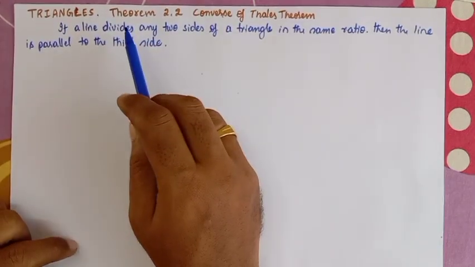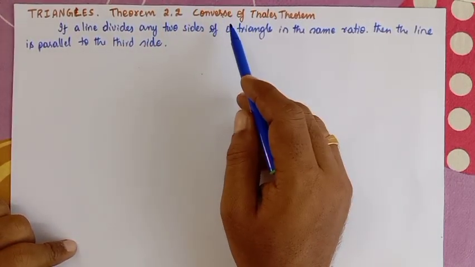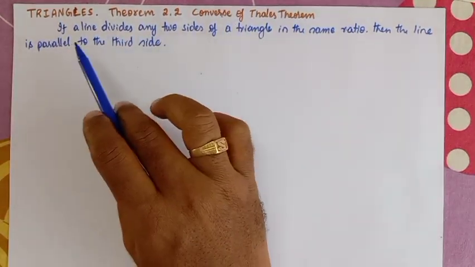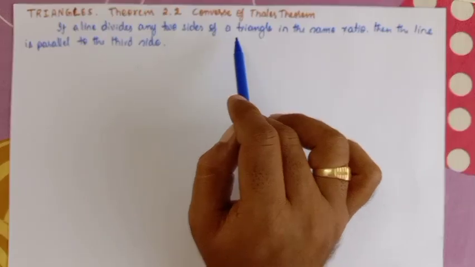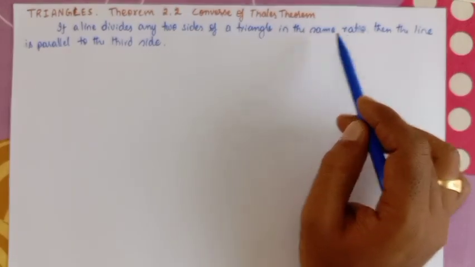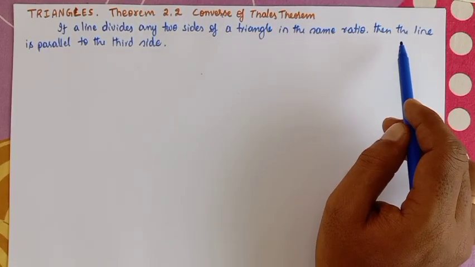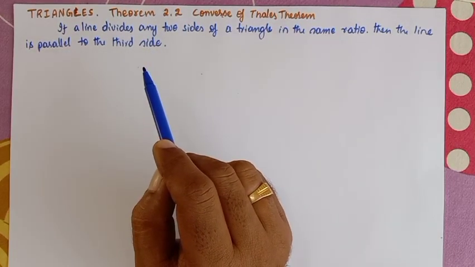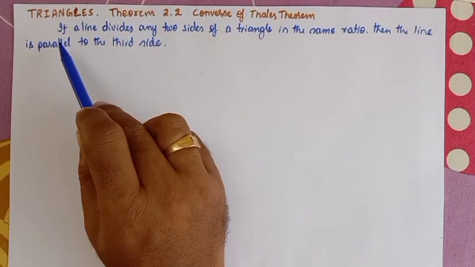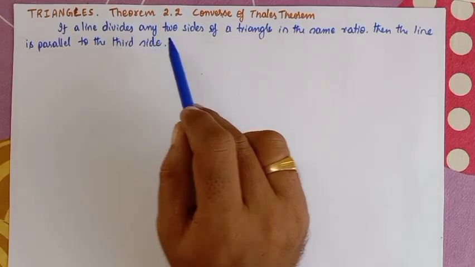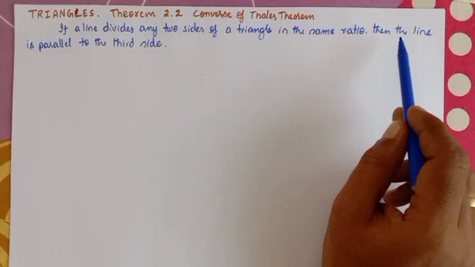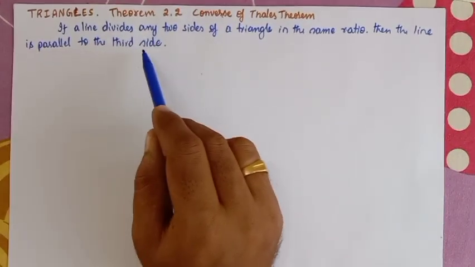Now let us move on to theorem 2.2, which is called the Converse of Thales theorem. If a line divides any two sides of a triangle in the same ratio, then the line is parallel to the third side. You should understand this statement properly. If a line divides any two sides of a triangle in the same ratio, then the line is parallel to the third side.